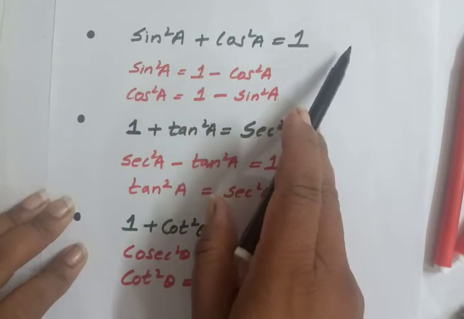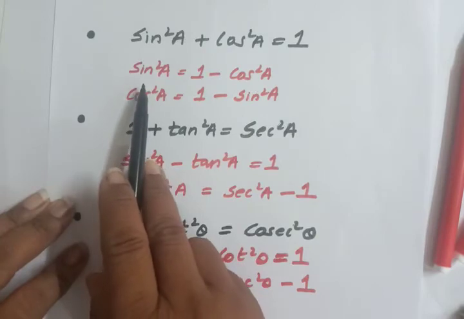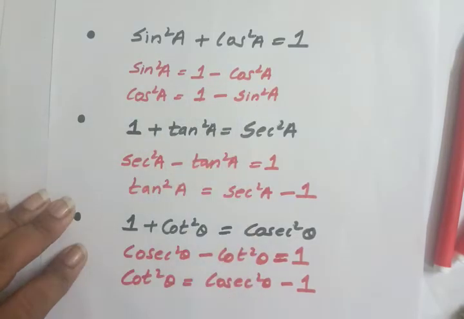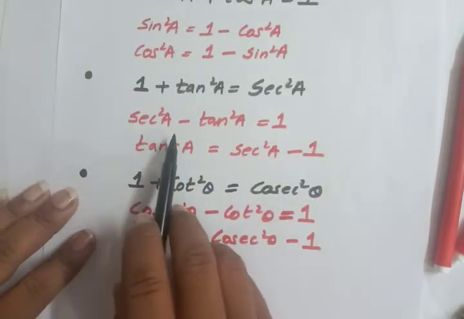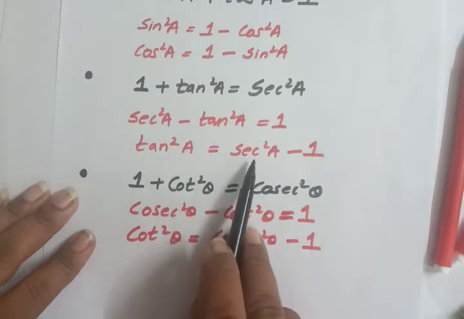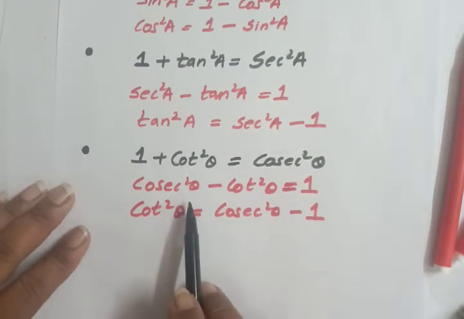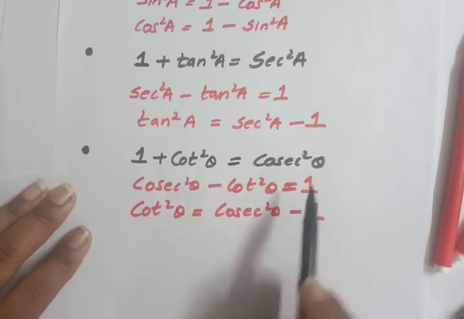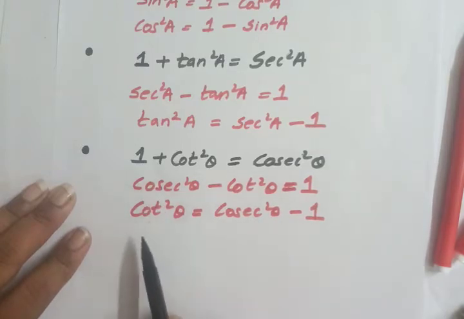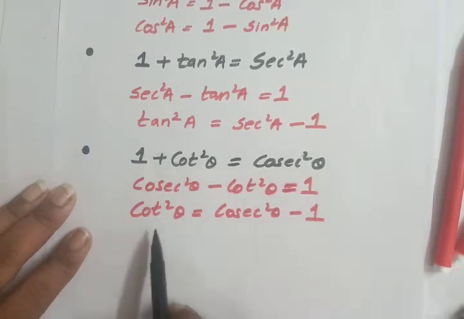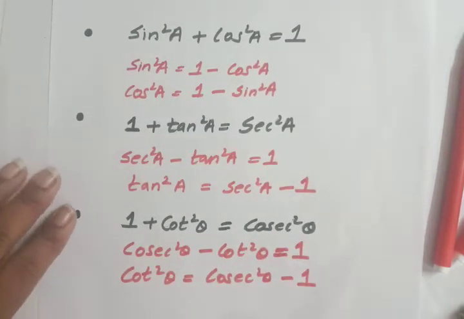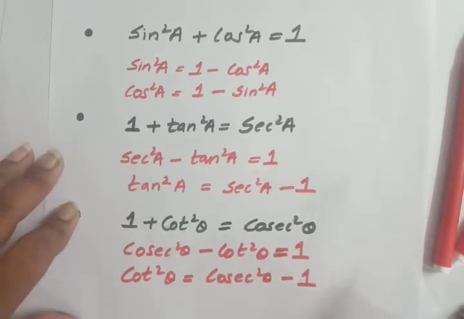We have taken cos square to the other side. So we can also say sine square a is equal to 1 minus cos square a. Similarly, cos square a is equal to 1 minus sine square a. Similarly, sec square a minus tan square a is also equal to 1, or we can say tan square a is equal to sec square a minus 1. Same, cosec square theta minus cot square theta is also equal to 1, that we have taken out from this identity, 1 plus cot square theta is equal to cosec square theta. Or you can also write, depending on the question, cot square theta is equal to cosec square theta minus 1. So these are the three important identities that you have to write in your notebook.